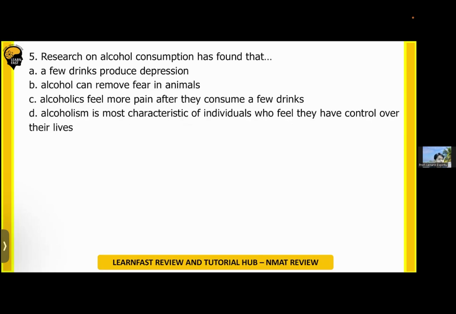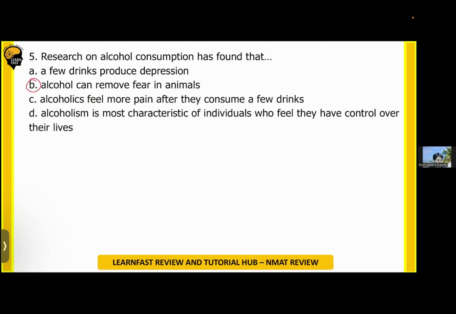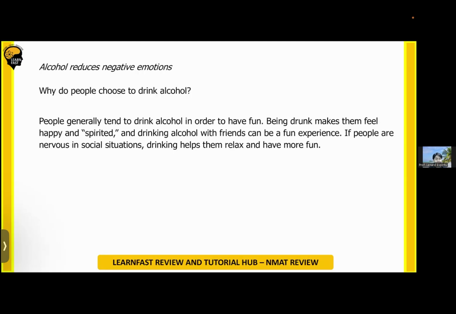Okay, so the answer is actually B. So alcohol is both a depressant and a stimulant, but it doesn't produce depression. It produces a depressed state in your brain. Now, a depressed state doesn't mean you feel bad. It just means that you feel numb. Okay, so that's what depressants do. They feel calming.